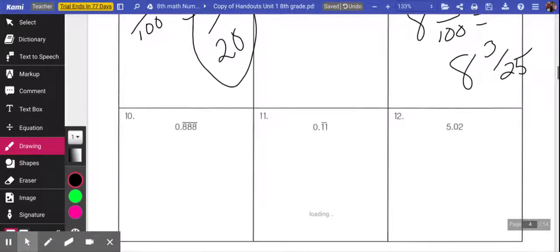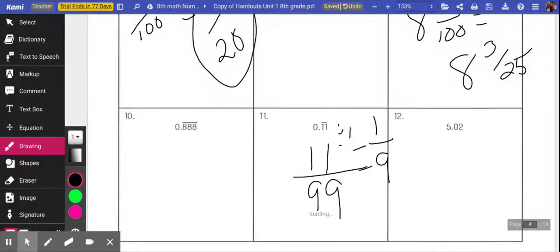So this is the trick. If it's repeating, you should remember that it's always going to have some type of 9 on the bottom. So the whole 11 is repeating. We can either do 11 over 99 because there's 2 numbers, or you could just do 1 is being repeated forever, so then it's 1/9. Either one of those work. That's dividing by 11. So you go ahead and try this one.